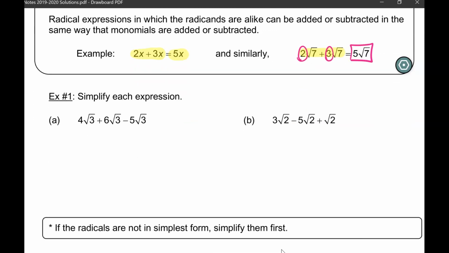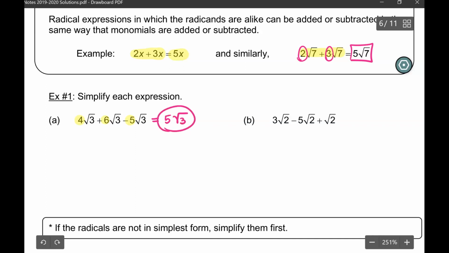Okay, so the first one, we have 4 root 3 plus 6 root 3 minus 5 root 3. So we're really just combining the coefficients. So 4 plus 6 is 10, minus 5 is 5, and then we need that square root of 3 because that's just like our variable. Here we have 3 root 2 minus 5 root 2 plus, and then we treat that as a 1. So 3 minus 5 is negative 2 plus 1 is negative 1, or just negative root 2.